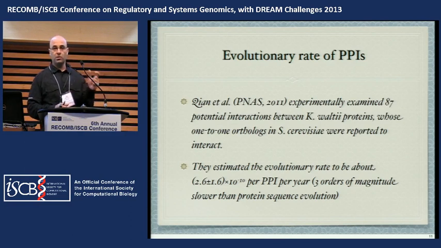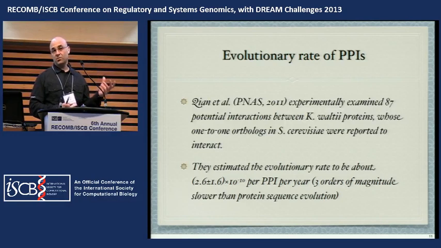whose one-to-one orthologs in the other species are suspected to interact. And then they tried to estimate the rate of evolution of these protein-protein interactions. In this study, Shan et al. estimated the evolutionary rate of protein-protein interactions to be on the order of 10 to the minus 10 per PPI per year, so per interaction per year.